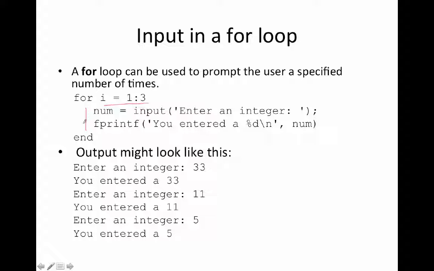So the output might look like this. It's prompting me to enter an integer. I type in 33. It echo prints you entered 33. Then it prompts again for an integer. I type in 11. It says you entered 11. Prompts again a third time for an integer. I type in 5. It echo prints you entered a 5. So 3 times we're repeating the process of prompting the user for an integer, reading in the value, and then echo printing it.